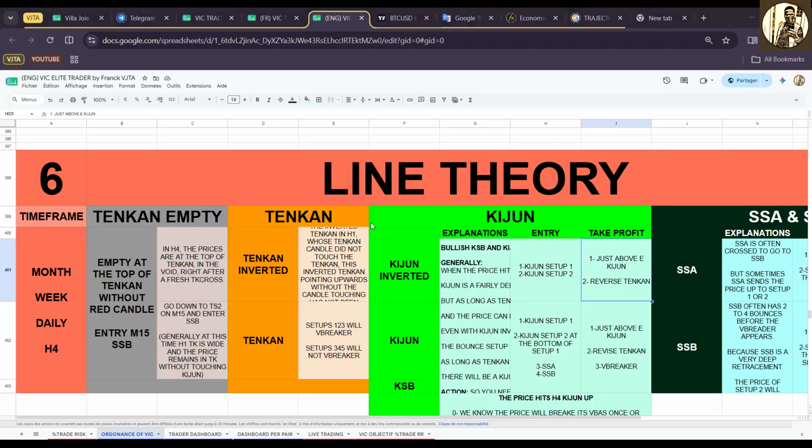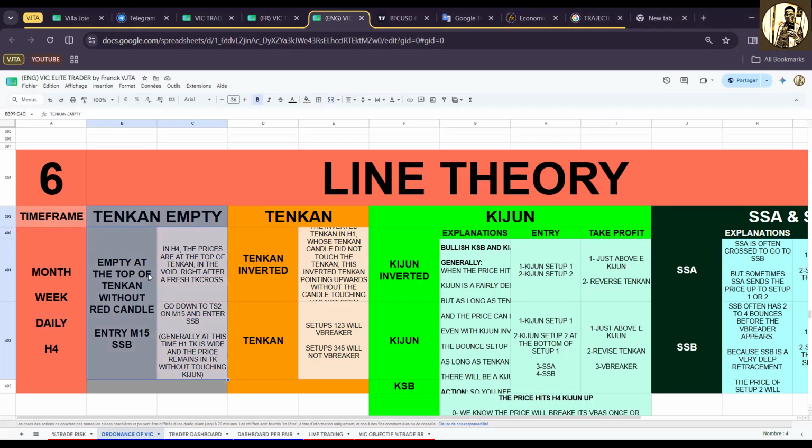The line theory is a very interesting theory. The time frame where the line theory appears must be on monthly, weekly, daily, and H4. So let us look at the first part.